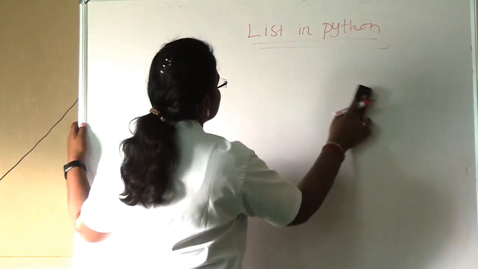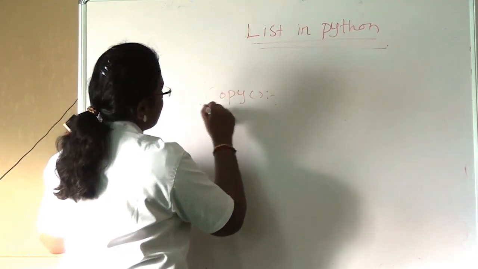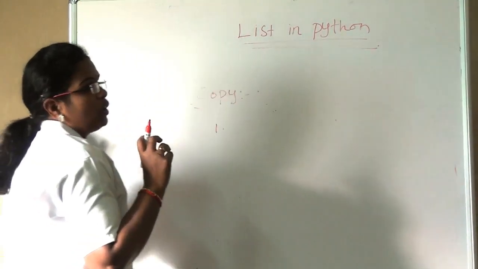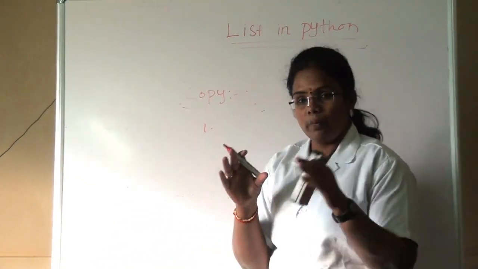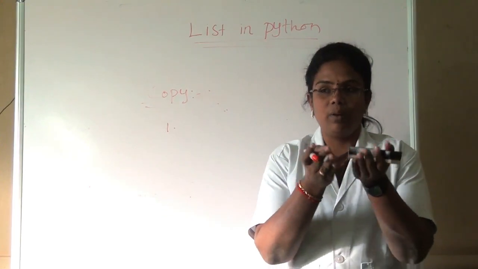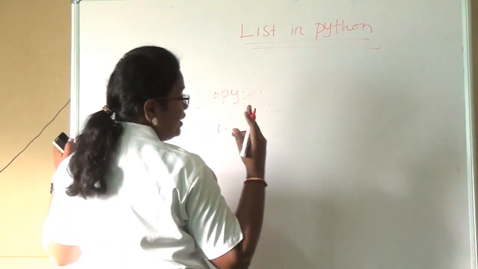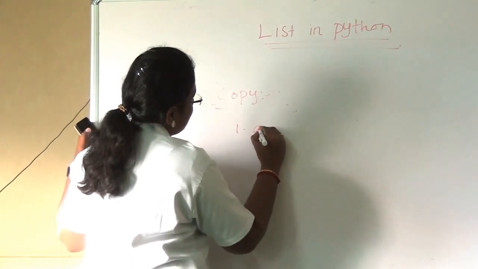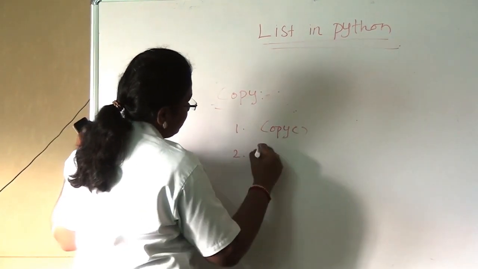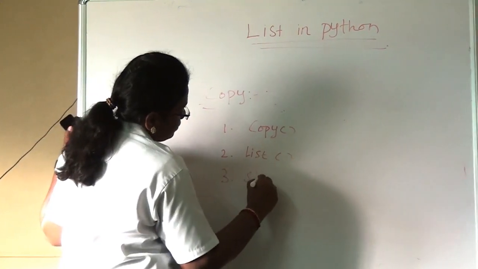Next one. Copy the content of one list to another list. We have three methods for copy. The beauty of copy is that the original content cannot be reflected in the new one. If you make any changes in the new list, it cannot be reflected in the original one. Both are different. The first one is the copy method, the second one is the list method, and the third one is slicing.